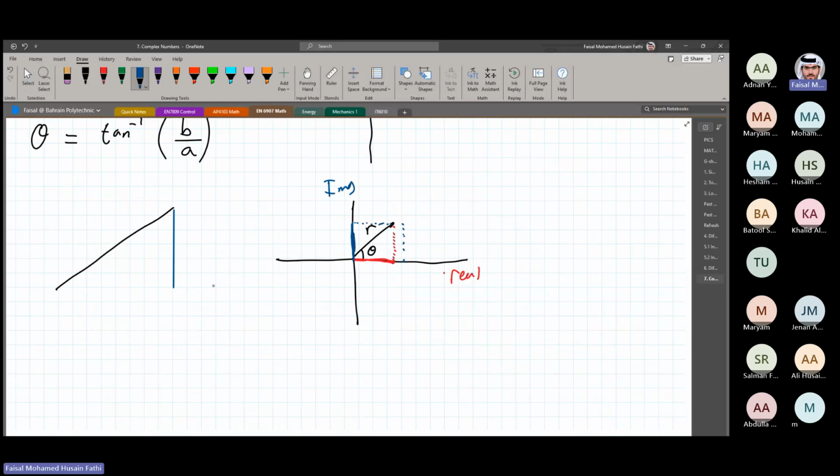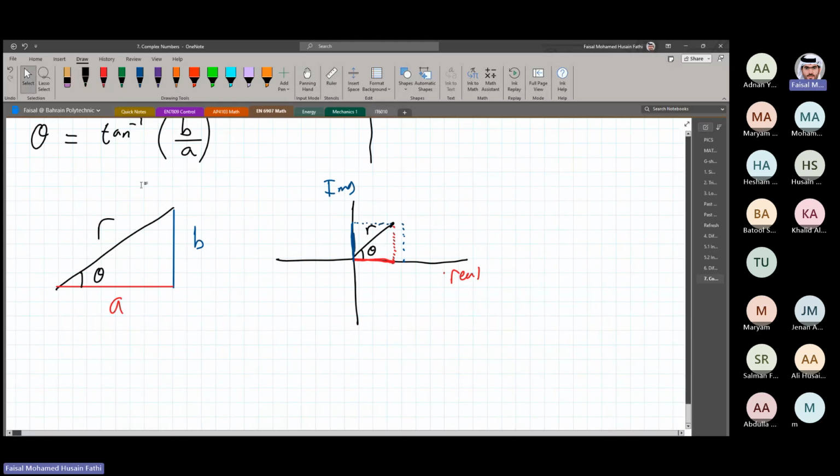It's equal to the same size. This is our real side. The horizontal is always our real side and the vertical is our imaginary side. But let's call this B and let's call this A. And this is R. R is the hypotenuse. This is our theta.